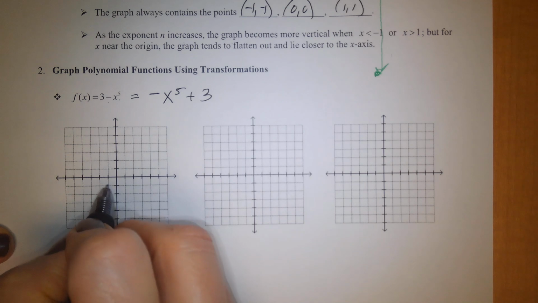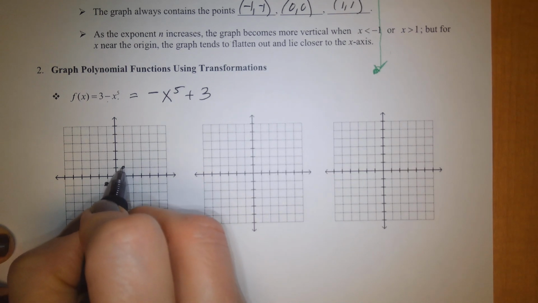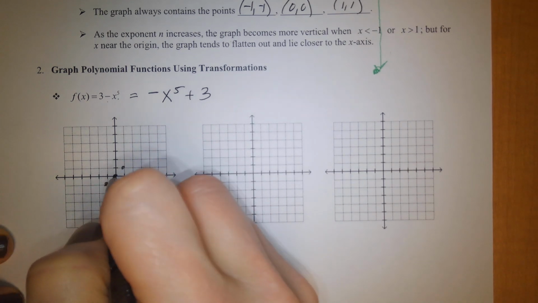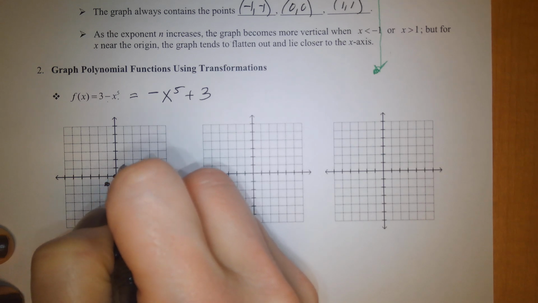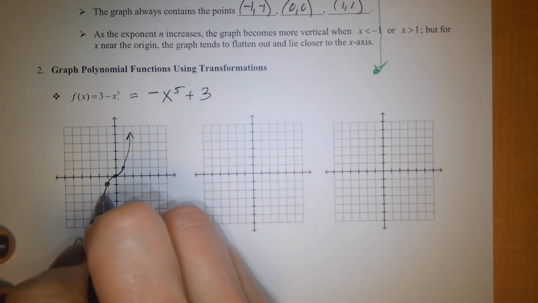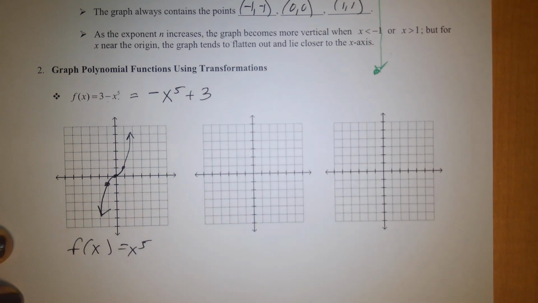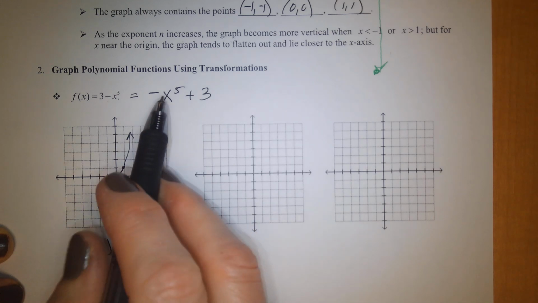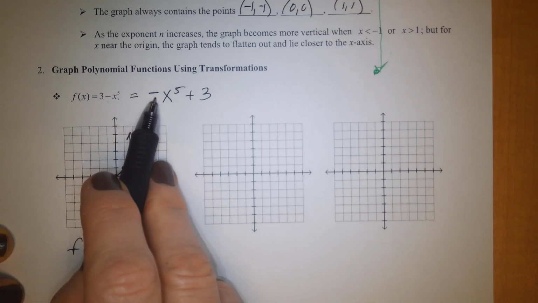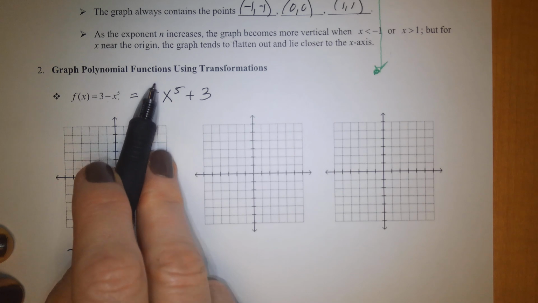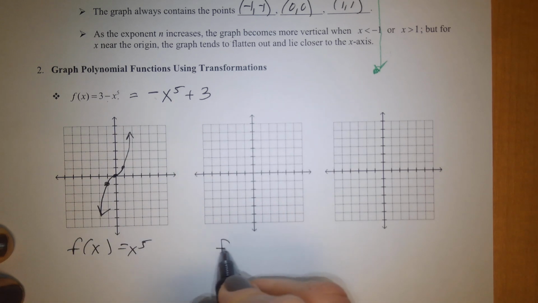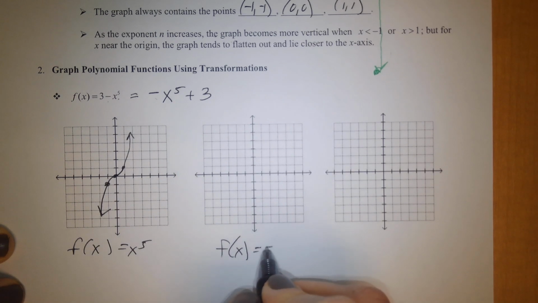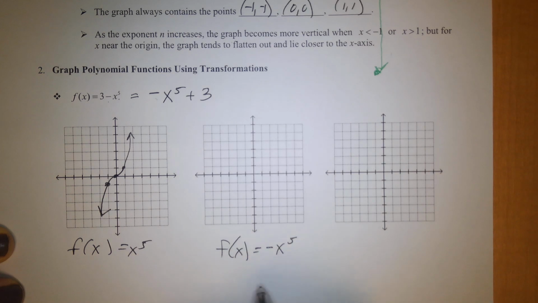So I know x to the fifth is going to contain these 3 points, so I'm just going to do a rough graph of that. And then in the next one, I'm going to do any multiplications first. There's a multiplication of a -1 in front of the x to the 5th power. So now I'm going to put that negative out in front, which is an x-axis reflection.